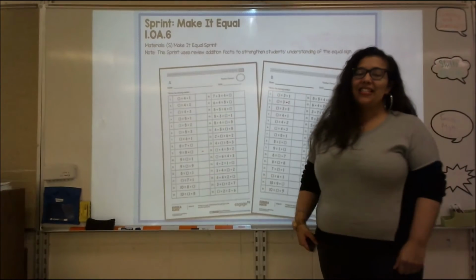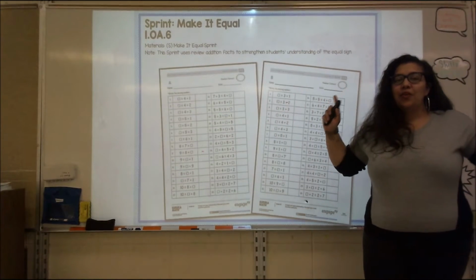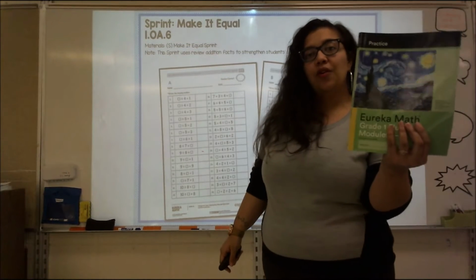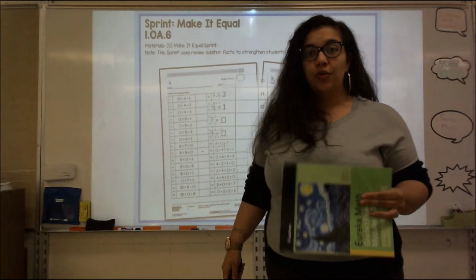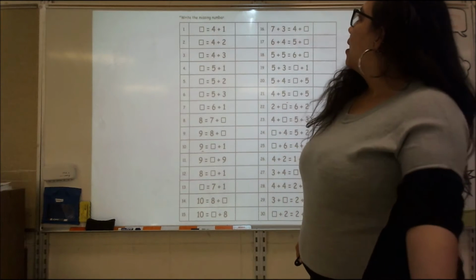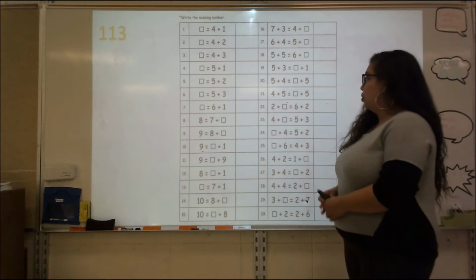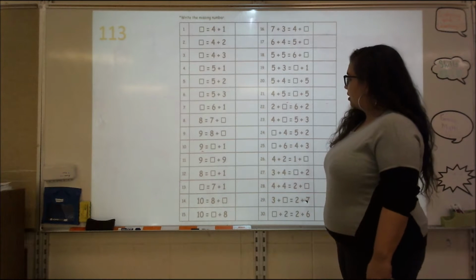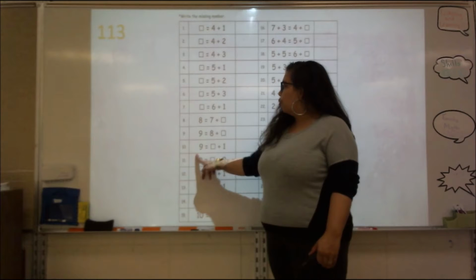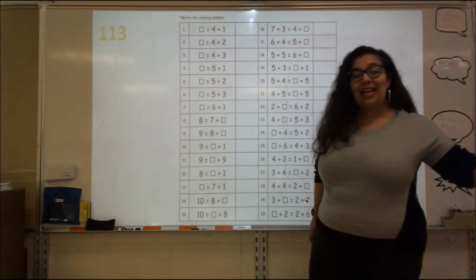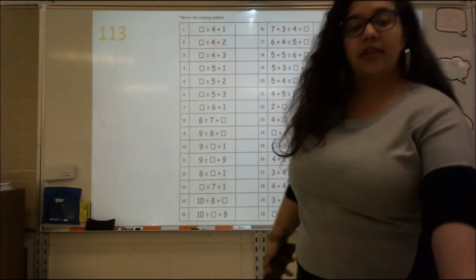Hey guys, all right, so the last sprint of the week is titled Make It Equal. It does mean you need your fluency practice book so you can practice. You're going to write the missing number to make each number sentence equal. They do all appear to be addition technically, but pay attention to where the missing number is. It is on page 113 in that practice book, your lovely Starry Night book.